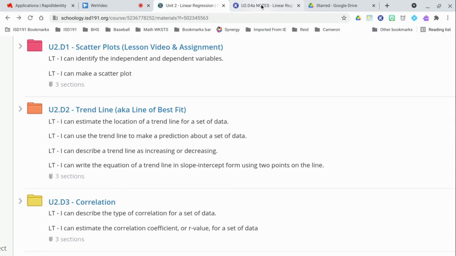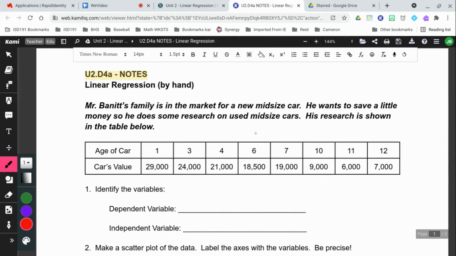So for this, I have a note sheet put together that looks very similar to the type of assignment you're going to be doing in just a few moments. All right, so let's take a look at our situation for our notes today, our example. It says here that Mr. Bannett's family is in the market for a new mid-sized car. He wants to save a little money, so he does some research on used mid-sized cars. His research is shown on the table below.